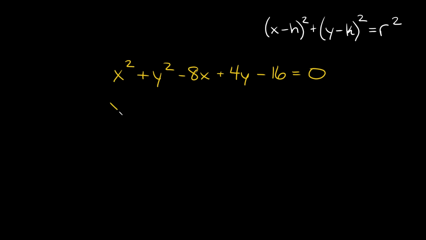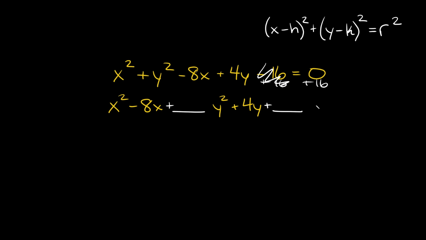So we're going to have x squared minus 8x, and then we're going to leave a space, right, because we're going to have some plus some number, and then we're going to do the same thing with the y's. So we're going to have y squared plus 4y plus some number, and then we have minus 16, but what we're going to do here is move the 16, since it's by itself, it's just a number, to the right side. So we're just going to say that this is all equal to 16.